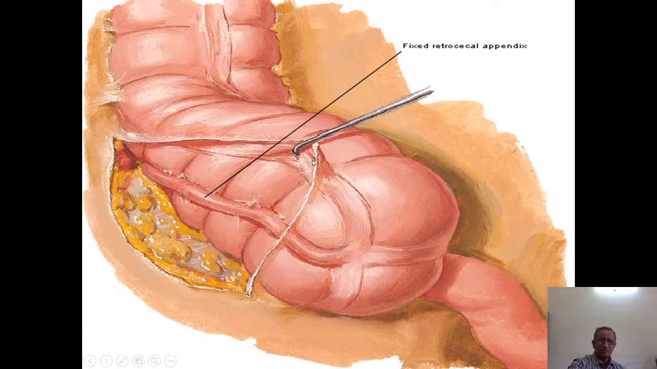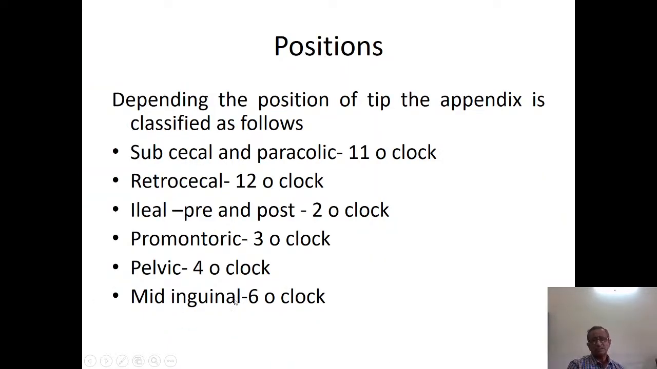Now here in the dissection, we are showing the vermiform appendix on the posterior aspect. We say that it is a retrocecal appendix fixed on the posterior aspect of the cecum. Now positions. Depending on the position of the tip, the appendix is classified as subcecal or paracolic, retrocecal, ileal (pre-ileal and post-ileal), promontoric, pelvic, and medial. So these are the various positions: subcecal, retrocecal, ileal, promontoric, pelvic, and medial.